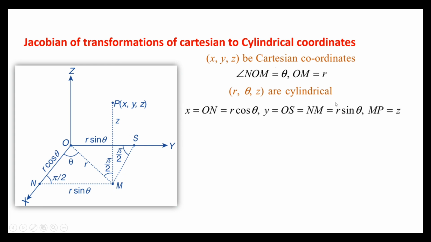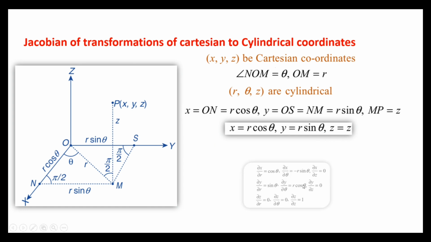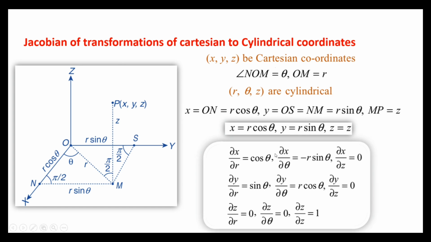Therefore, the relations between Cartesian and cylindrical coordinates are x equals r cos theta, y equals r sin theta, z equals z. To get the Jacobian of transformation, we need 9 partial derivatives of first order.